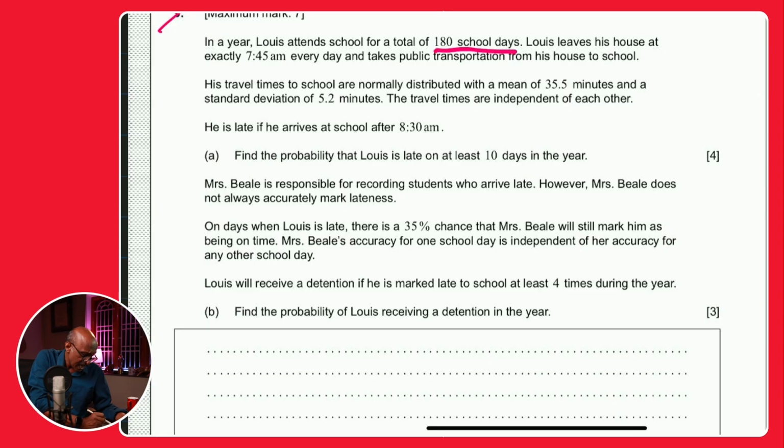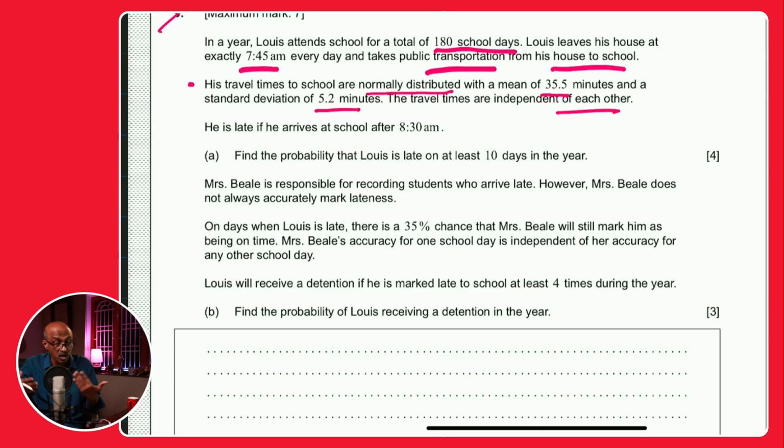Louis leaves his house at exactly 7:45 a.m. every day and takes public transportation from his house to school. He travels by whatever the local transportation is, public transportation. His travel times are normally distributed with a mean of 35.5 minutes and a standard deviation of 5.2 minutes. The travel times are independent of each other. So basically that means that each day, how much time he takes is independent of what happened the previous day.